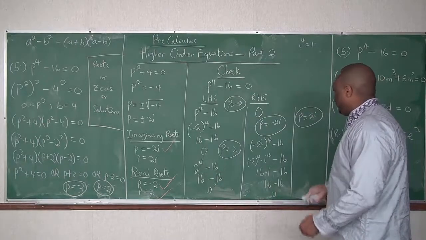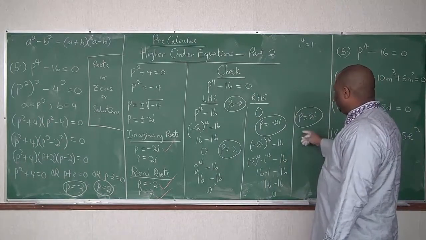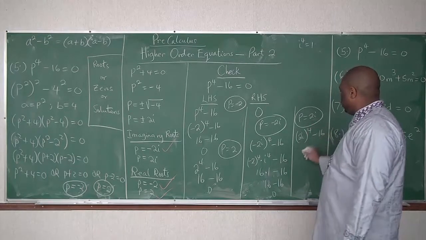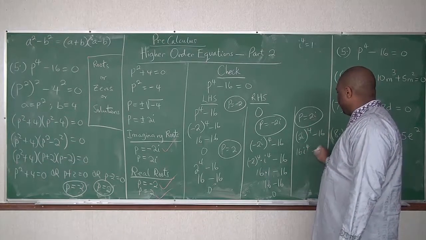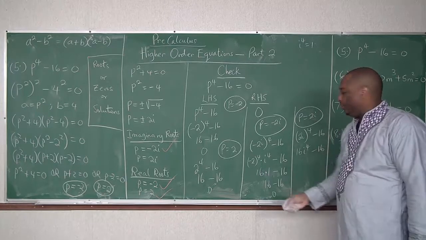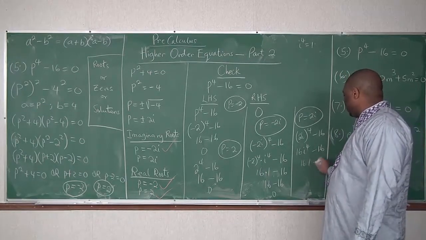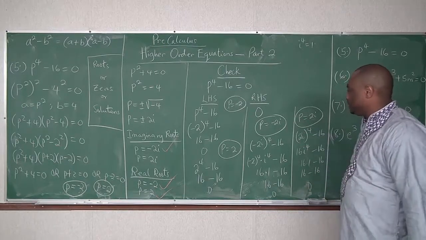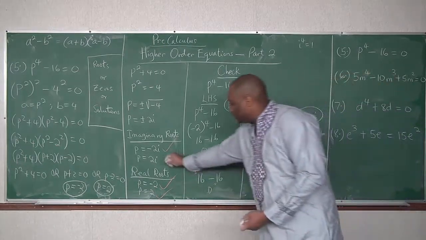P equal to 2i. And then this will be what? 2i raised to power 4 minus 16. Which is what? 16i⁴ minus 16. Right? Which is what? 16 times 1 minus 16. 16 minus 16, which is what? 0. So this one works.